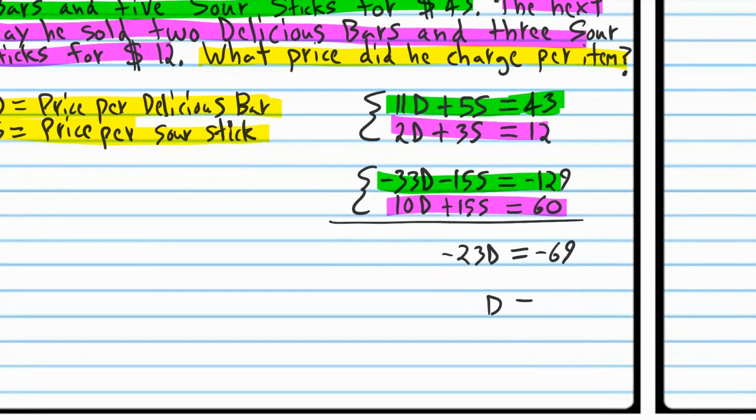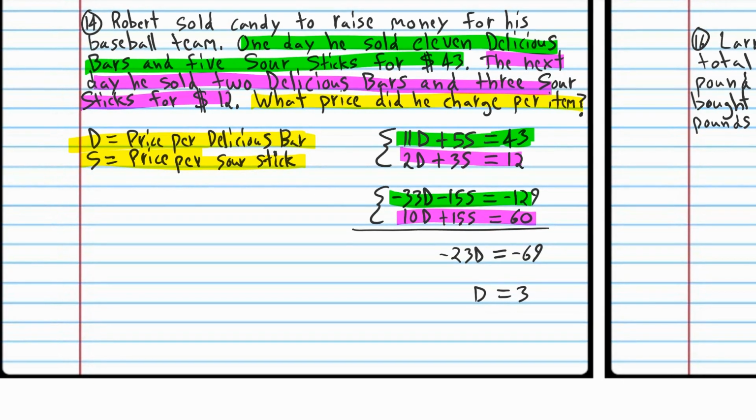Divide both sides by -23, and we get 3. So each delicious bar costs $3.